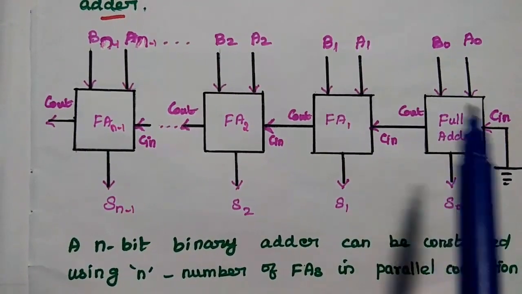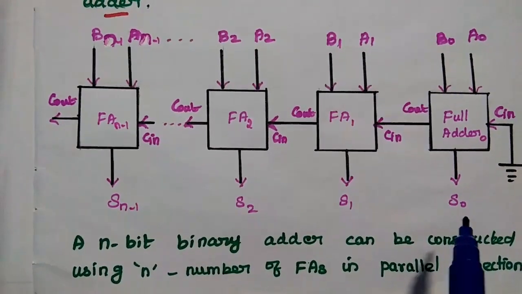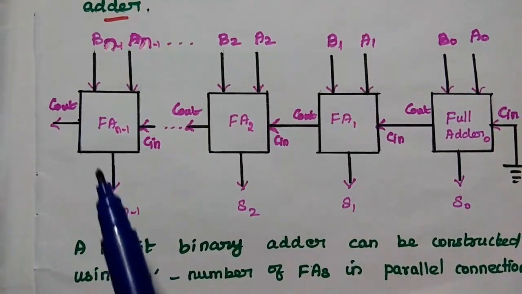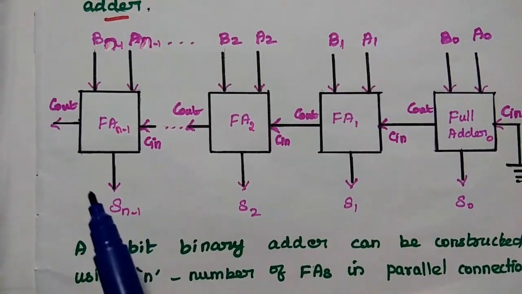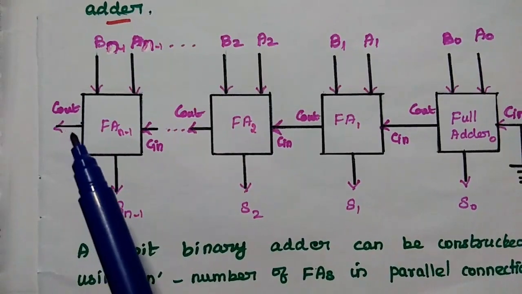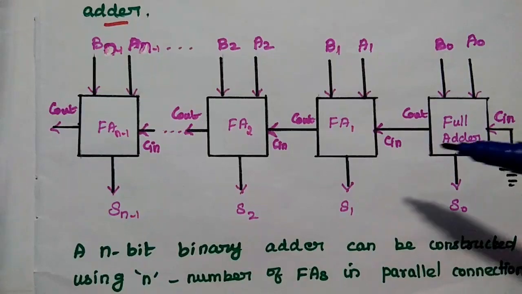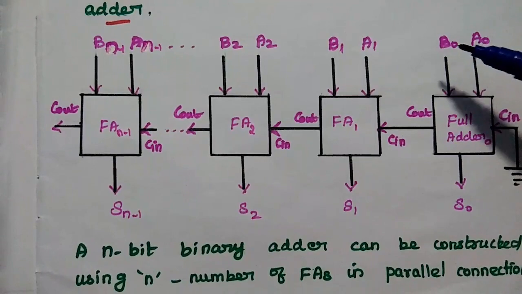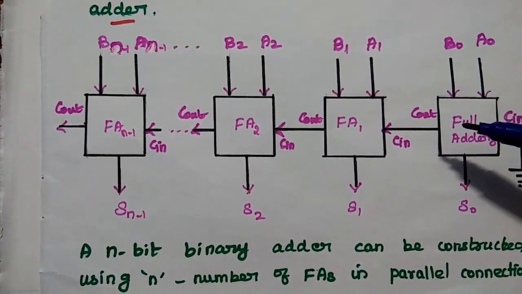Here the rightmost full adder represents the least significant bit of the sum output of the parallel adder. The leftmost full adder represents the most significant bit of the sum output. This carry out represents the final output carry of the parallel adder. In this n-bit parallel binary adder, we give all the bits of the input binary numbers to the adder circuit simultaneously.